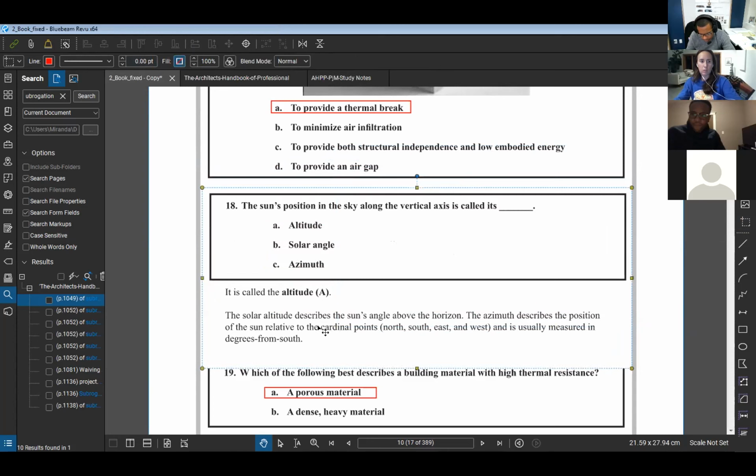Yeah, solar altitude describes the sun's angle above the horizon. The azimuth describes the position of the sun relative to the cardinal points north, south, east, and west. It's usually measured in degrees from south.